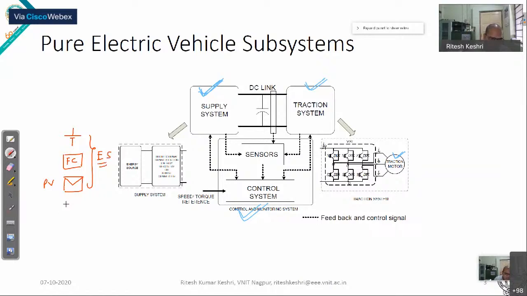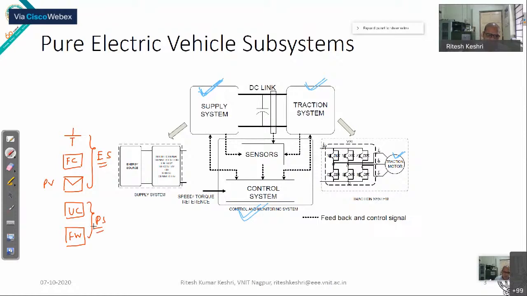Then there's a possibility that we will be using a combination of battery with ultra capacitor, or a combination of battery, photovoltaic panel with ultra capacitor, or a combination of these with the ultra capacitor. And then another possibility is that we can use flywheels also. So these are basically power sources.